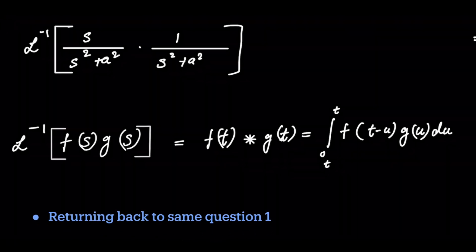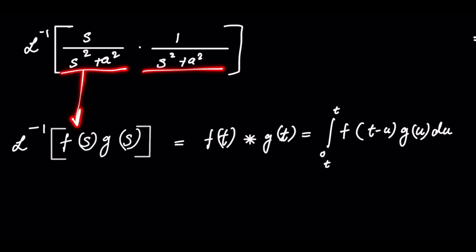Now let's move back to this question. We'll be referring to this as f of s and this as g of s. We need to find the f of t and g of t, so we'll be taking the Laplace inverse of f of s individually and g of s individually. Let's do that.